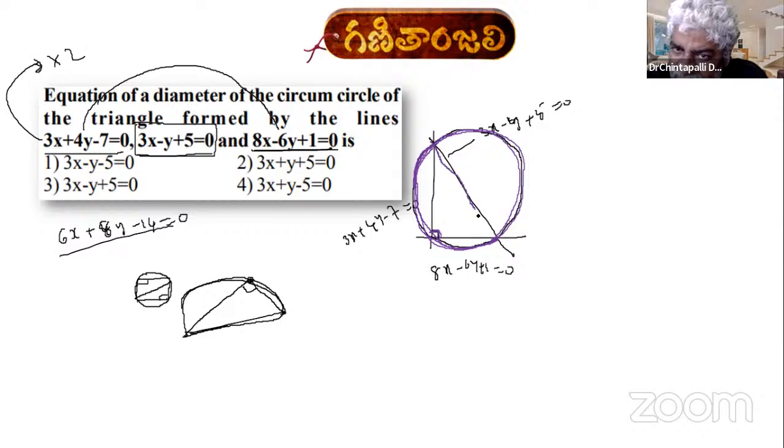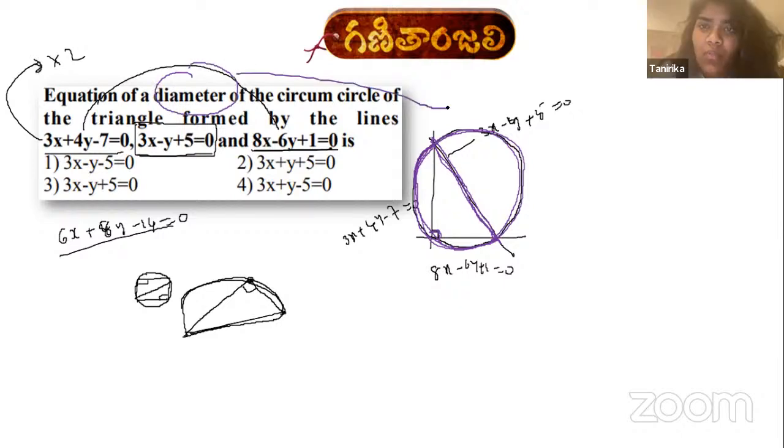What is the name of this line in a semicircle? Diameter, sir. What is asked in this question? Diameters. So our answer is 3x minus y plus 5 equals 0, sir. So the answer for this question is Option 3.